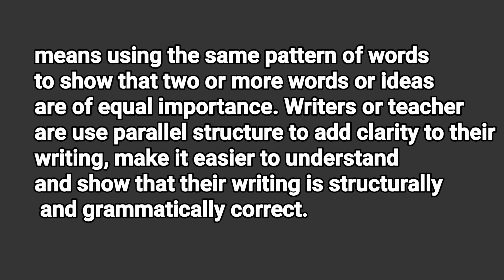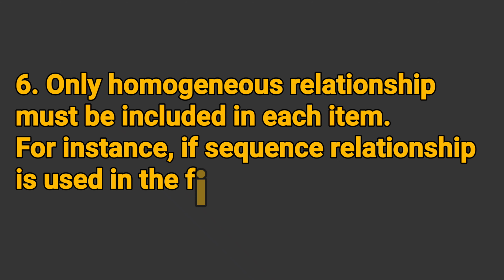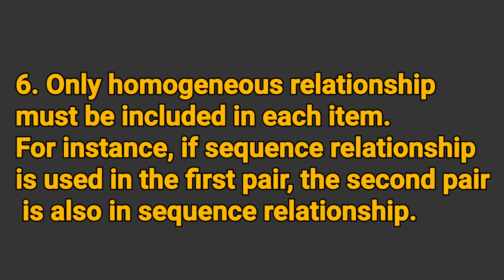Four or more options in each item must be included to minimize guessing. If using three options, a correction formula, right minus one half wrong, is applied. Only homogeneous relationships must be included in each item. For instance, if a sequence relationship is used in the first pair, the second pair is also a sequence relationship.